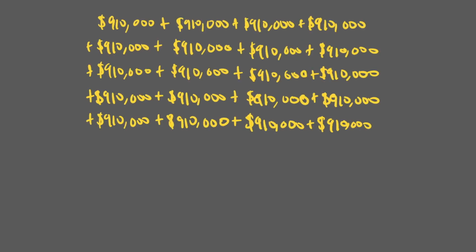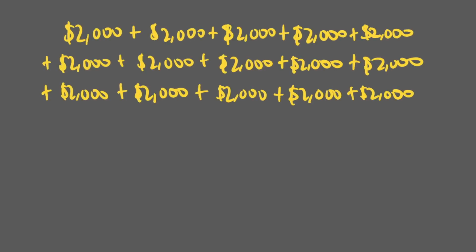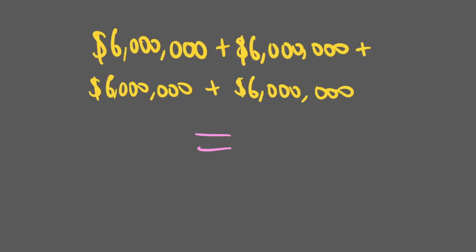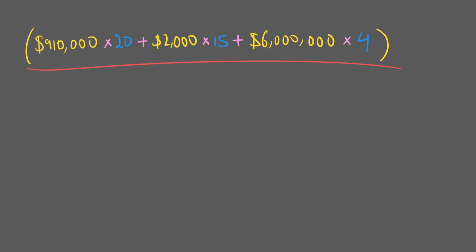And there is. Adding $910,000 to itself 20 times is the same thing as multiplying $910,000 by 20. Similarly, adding together $2,000 15 times is equivalent to multiplying $2,000 by 15, and adding together $6 million is the same as multiplying $6 million by 4. Thus, we can just add together the sum of $910,000 times 20, $2,000 times 15, and $6 million times 4, and divide by 39. We again get an average price of $1,082,820.51. This way is much faster.